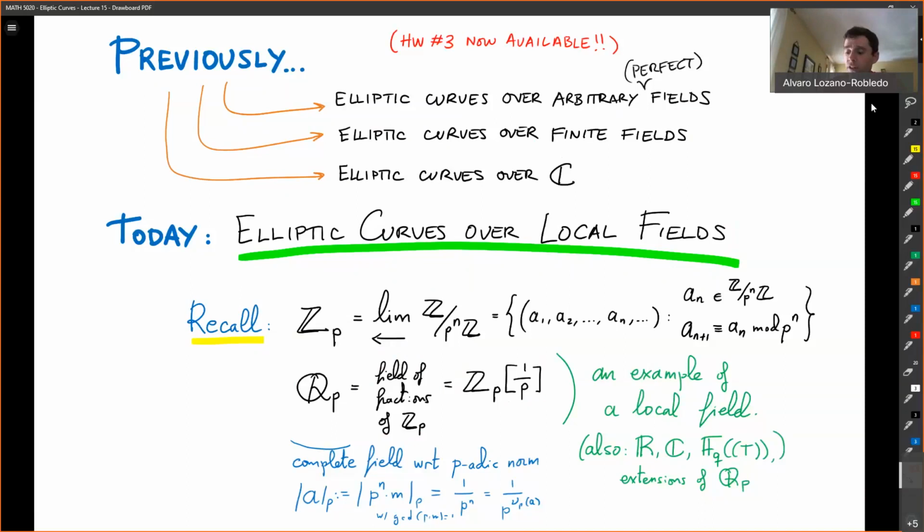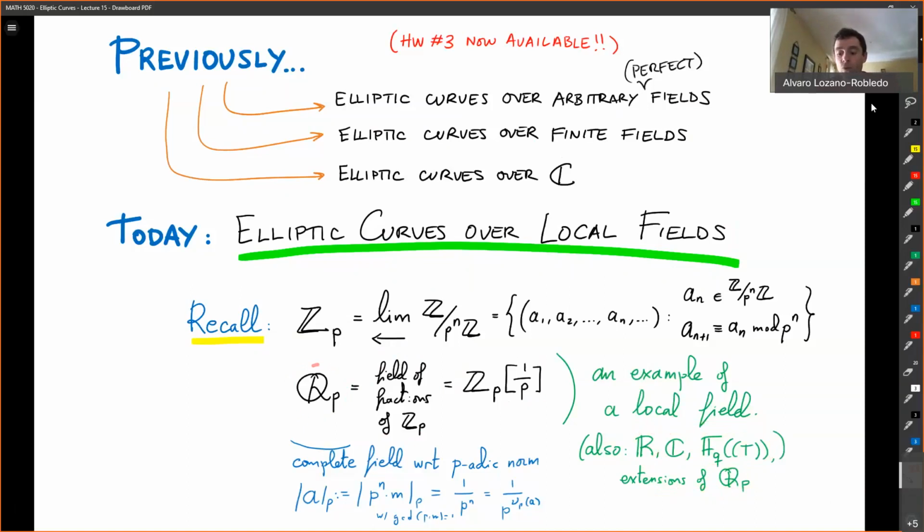In fact, local fields are any finite extensions of Q_p, the reals, the complex numbers, power series with coefficients in a finite field. Those are other examples of local fields. But if you think about Q_p, whenever I say local field, that's enough.